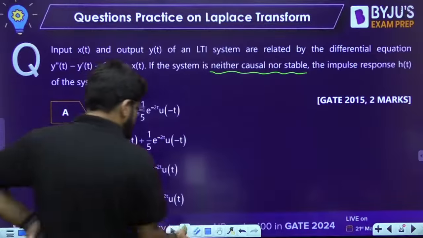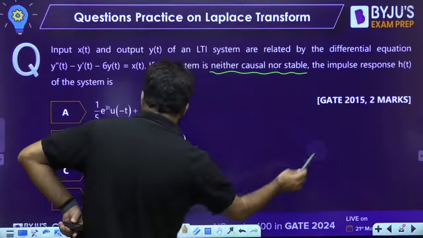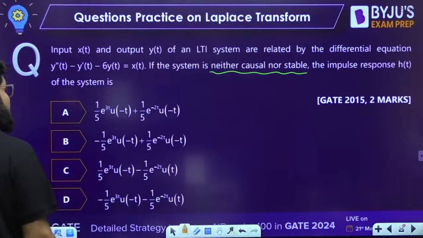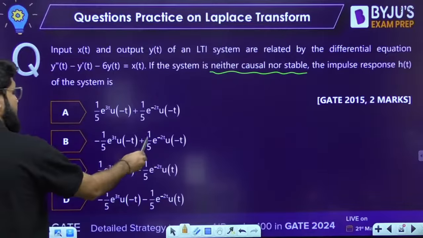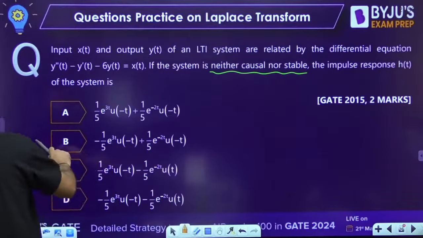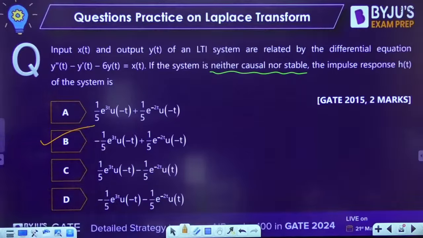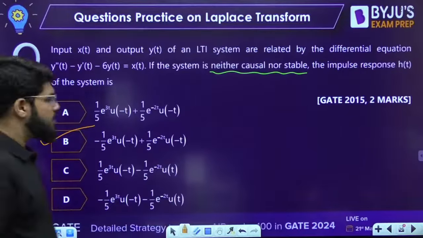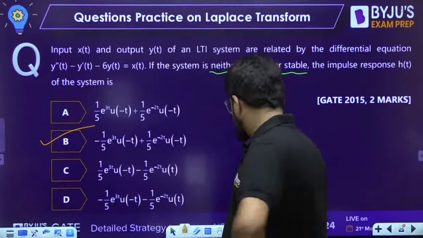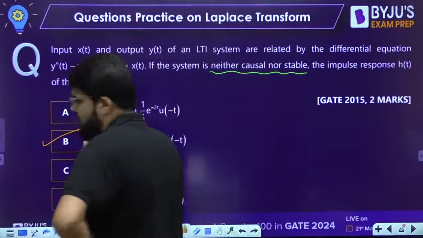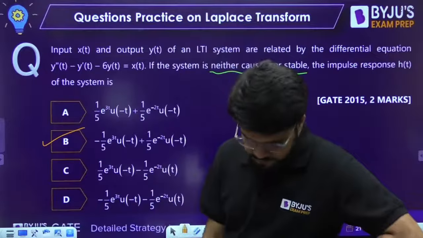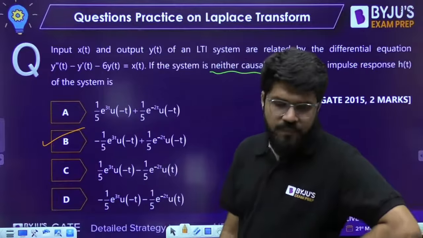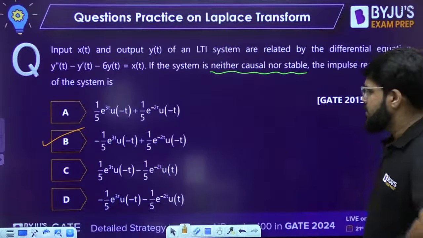Minus 1 by 5 e power 3t u of minus t plus 1 by 5 e power minus 2t u of minus t. Option number B is what is matching completely. Option number B is the correct answer.